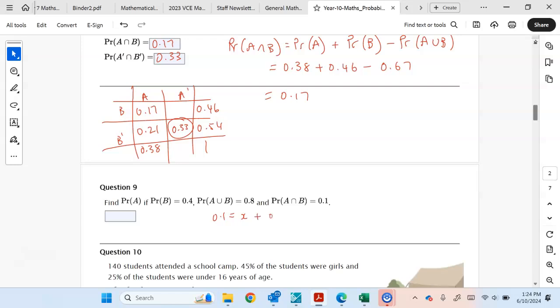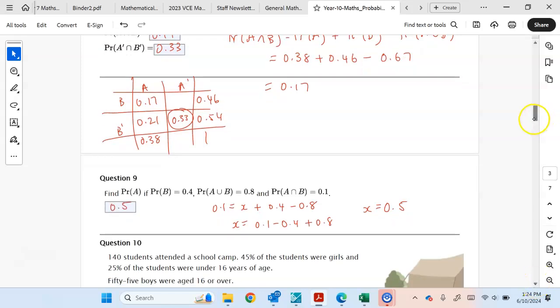The probability of B is 0.4. The probability of A or B is 0.8. And basically now we're just solving for X. So X is equal to 0.1 minus 0.4 plus 0.8. What is that? 0.5. All right, and again, you can do that on your calculator if you needed to.